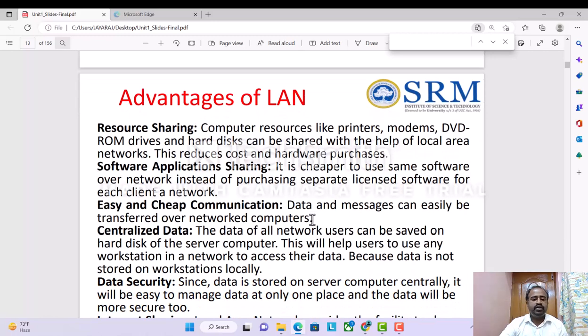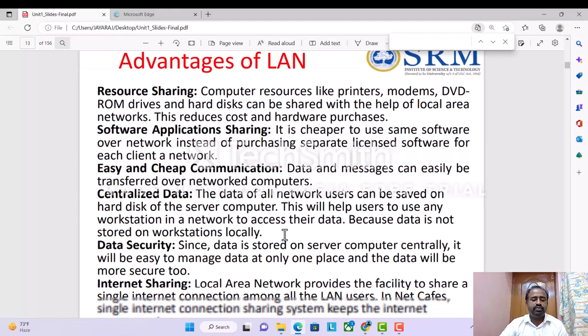Then it is very easy and cheap communication since it provides resource sharing and software applications. The data and messages can be transferred in a quicker way than centralized data, which means since we are using a server, all the data can be saved on the hard disk of the server computer. This will help us to monitor which individual devices access the network and what information they are sharing, because data is not stored on the workstation locally. That is a main feature.